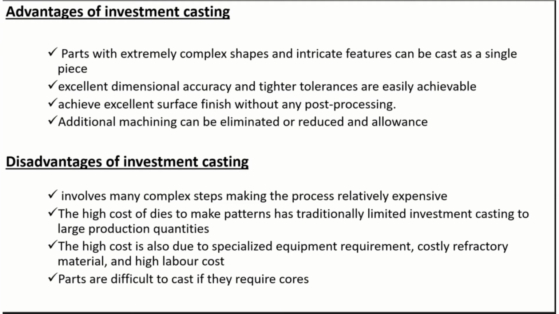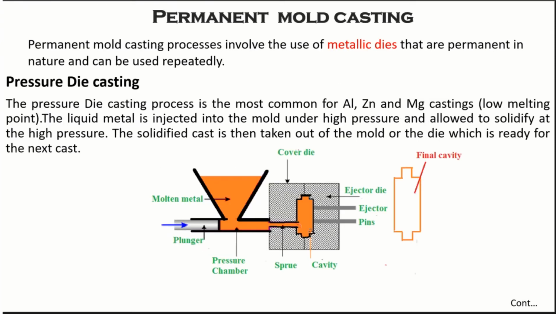Further, parts are difficult to cast if they require cores. I mean to say, it is difficult to produce hollow pots or parts where core preparation is required. It is difficult to produce these with investment casting. Let's see the next casting process, which is permanent mold casting.